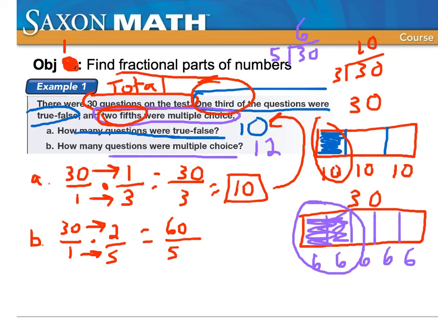Now I need to reduce it. I'm going to ask myself, do I know what the top divided by the bottom is? 60 divided by 5. Yes, I know that. That is 12. Okay? And again, it's the same answer we got right here. Okay? So that's how we solve a problem with the fractional parts. Okay, let's go on to our next objective.